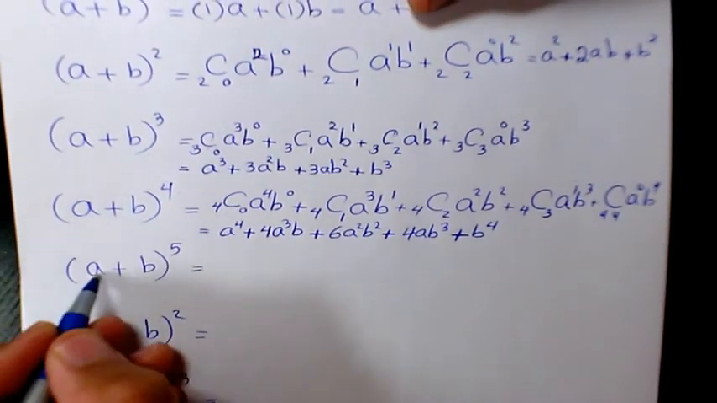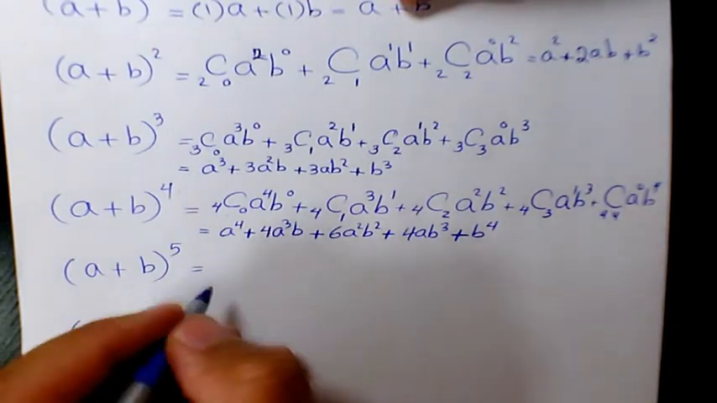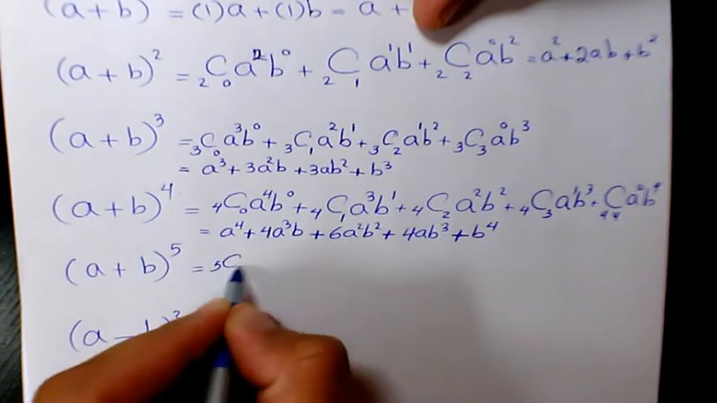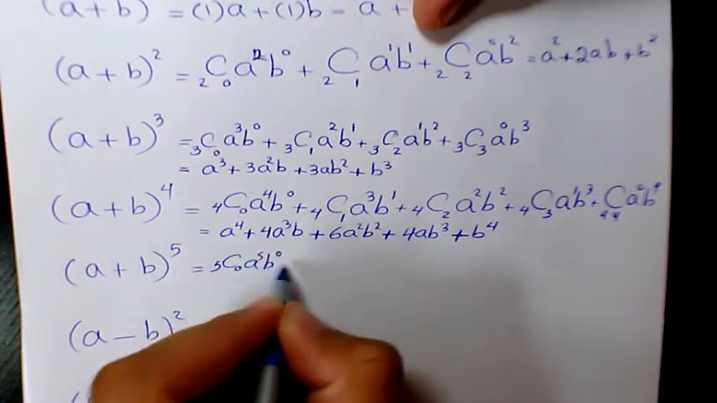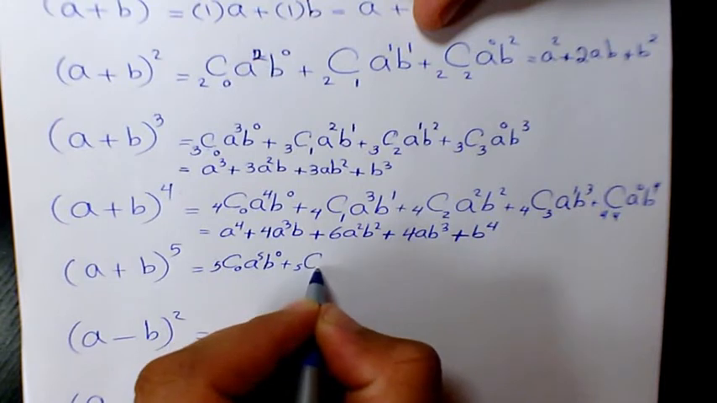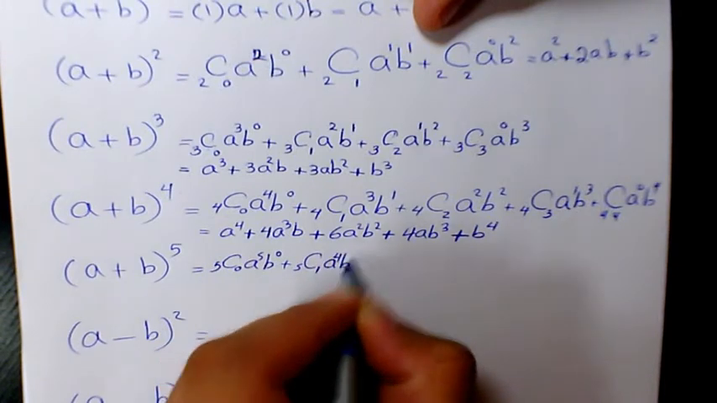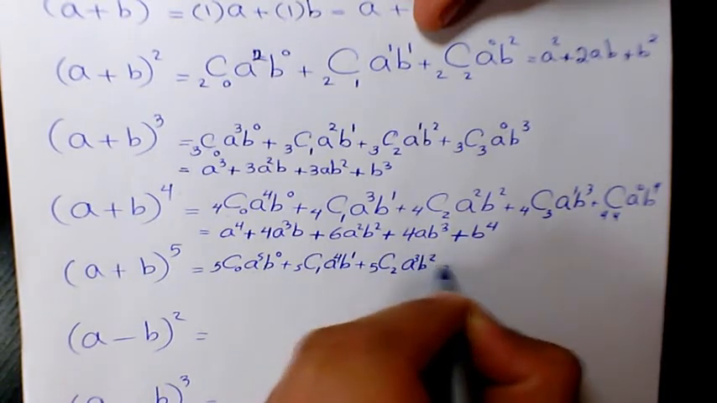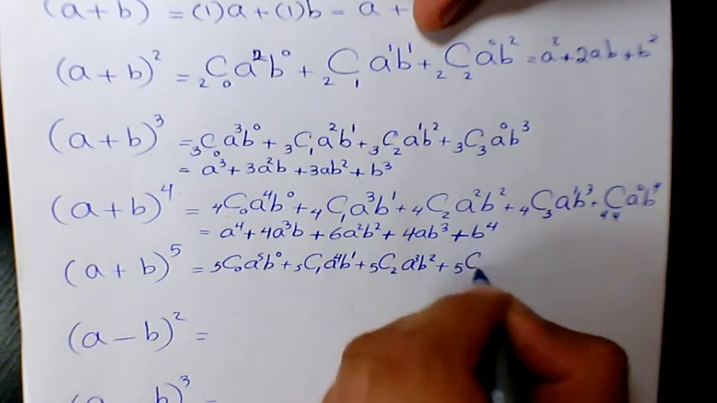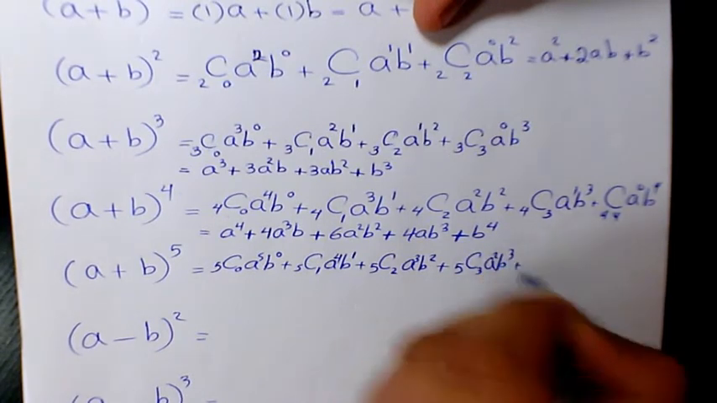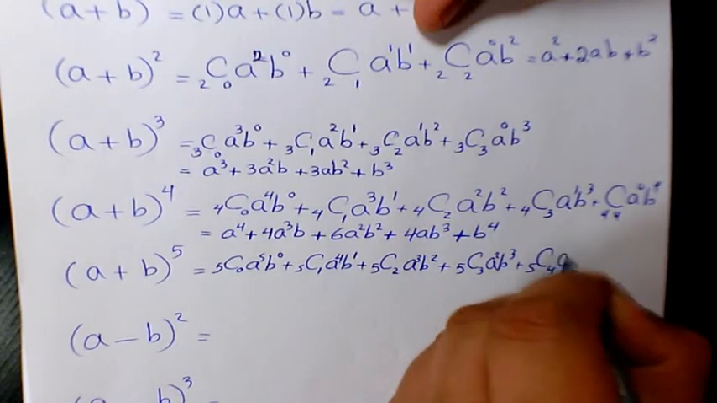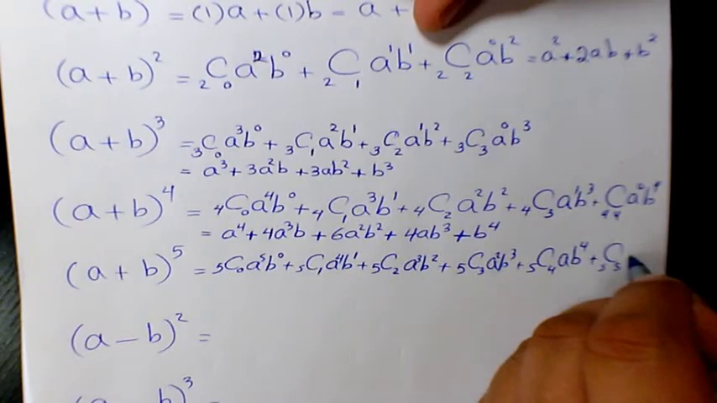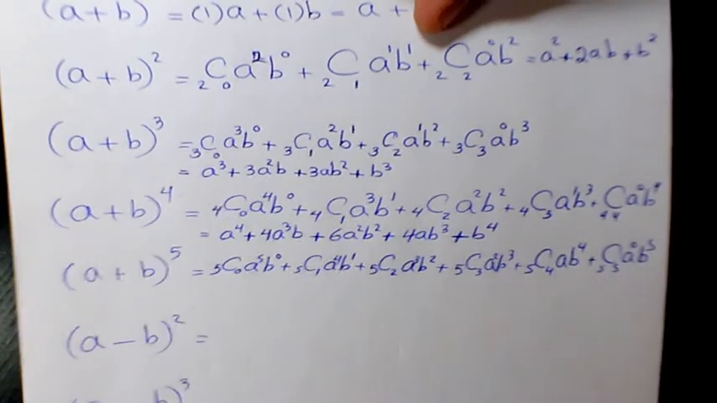Next one, (a plus b) to the power of 5. So that's going to be 5c0 a to the power of 5 b to the power of 0 plus 5c1 a to the power of 4 b to the power of 1 plus 5c2 a to the power of 3 b to the power of 2, then 5c3 a to the power of 2 b to the power of 3, 5c4 a to the power of 1 b to the power of 4, and finally we have 5c5 a to the power of 0 b to the power of 5.